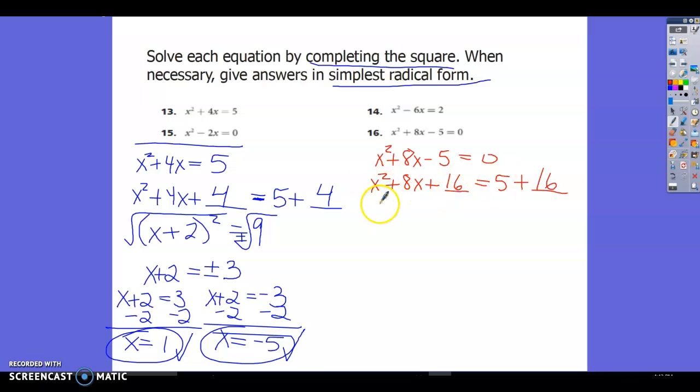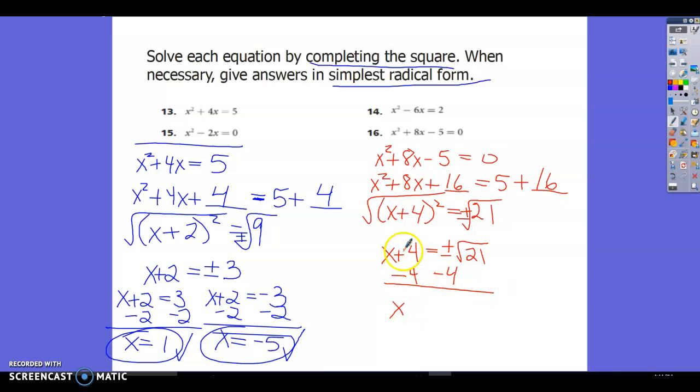Here I'm going to write this in factored form. So it's going to be x plus 4 quantity squared. 5 plus 16 is 21. Take the square root of both sides. So I'm going to have x plus 4 equals plus or minus the square root of 21. 21 is 7 times 3. It's not a perfect square, so there's no point in breaking it down. All I have to do is get x by itself. So I've got to subtract 4. X equals negative 4 plus or minus square root of 21.